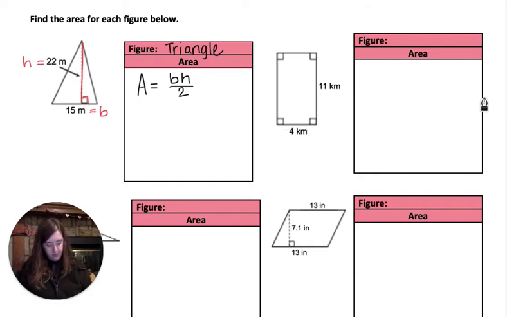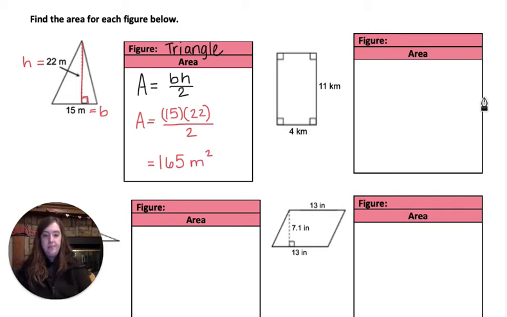So we'll plug in what we know. Our base is 15 times our height was 22. And then we'll divide that by 2. So when we pop that in our calculator, we'll get 165 meters squared for the area.